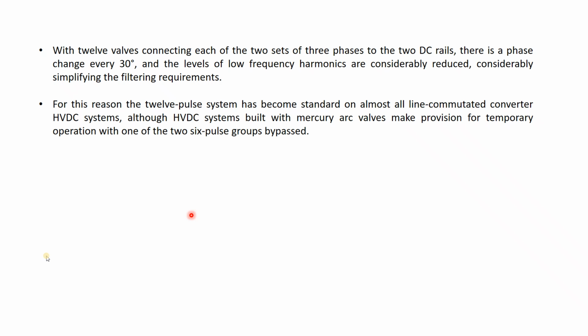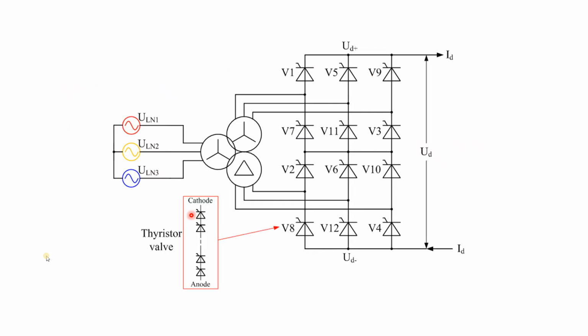Although the HVDC systems built with mercury valves make provisions for temporary operation with one of the two 6 pulse groups bypassed, mercury valves have become obsolete. Mercury valves cannot operate for 12 pulse, that is why they use 6 pulse, but thyristor valves use 12 pulse.